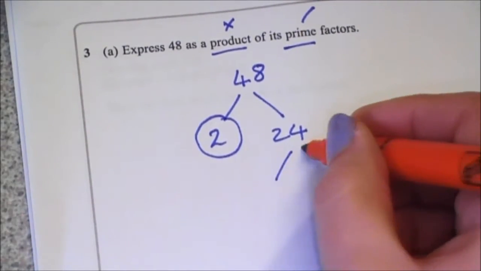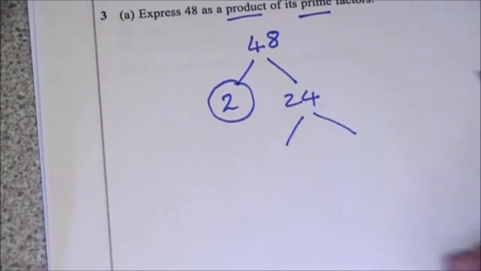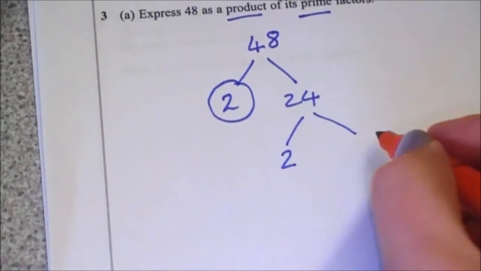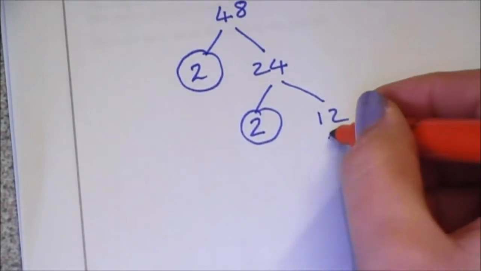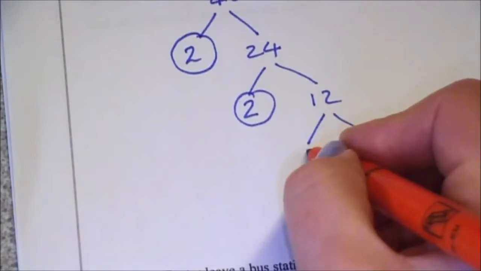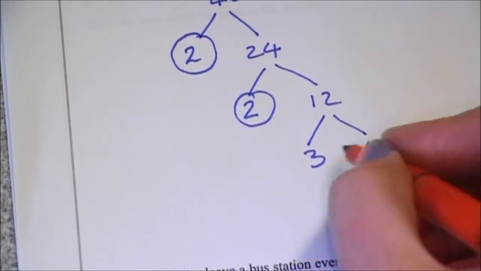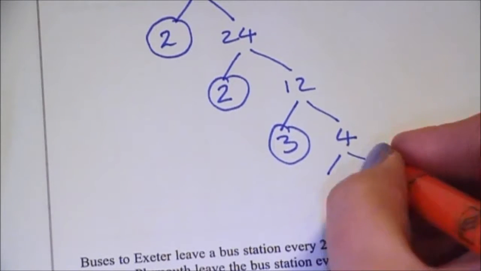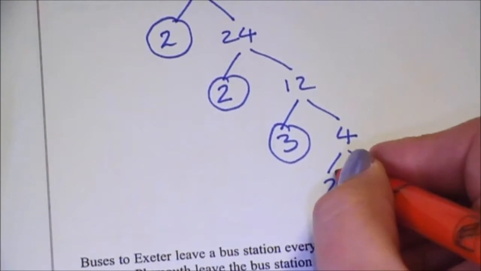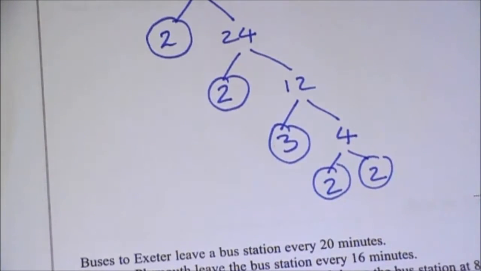So I'll circle that because it means I can stop there. 24 is not prime. So I need to break that down. Again, it's even, so I'm going to go for 2. And 2 times 12 is 24. Any primes? Yes. Then I'm going to break 12 down into 3 times 4. And 3 is a prime. Then I'm going to break 4 down into 2 times 2. And both of those are prime. So I can stop there.